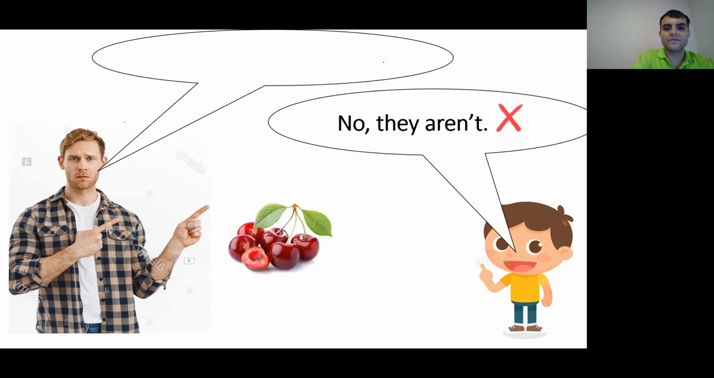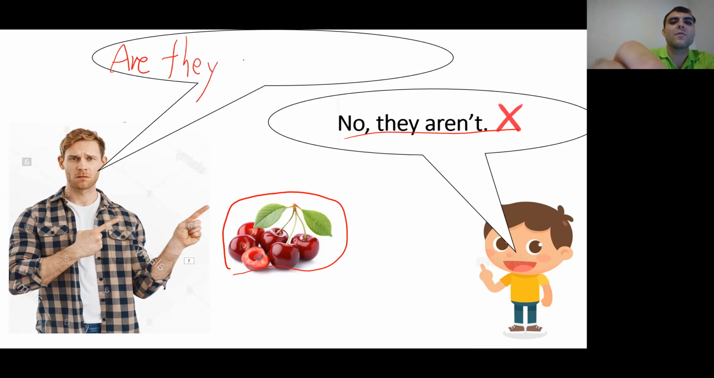Okay, what about this one? So what are these? What's the answer first? Right, no, they aren't. So we know that it can't be these. And what are these? Right, they're cherries. So he can't be asking, are they cherries? So what can we make him ask? We can make him ask really anything, as long as they're not, are they cherries? It can be, are they something else? So we could have him say, are they pineapples? And the answer is no, they aren't.